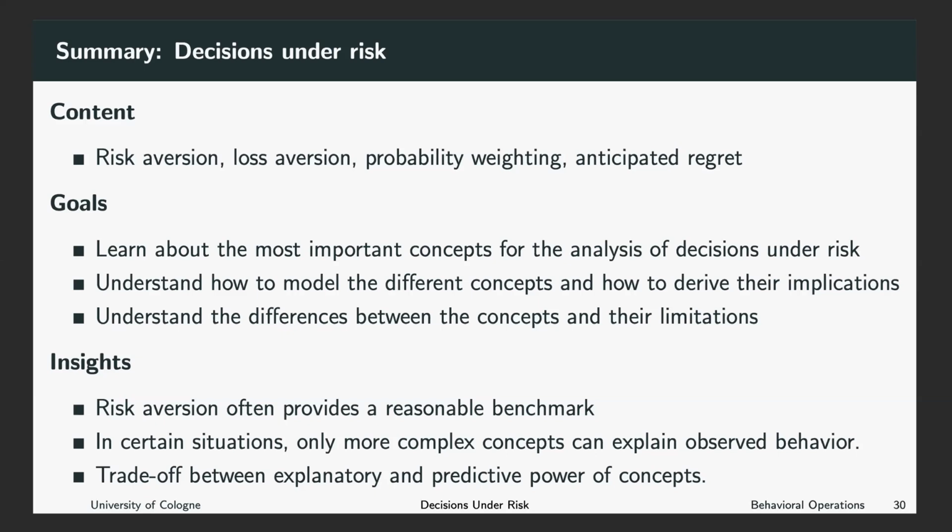Take, for example, the case of loss aversion, where it's crucial to specify the reference point correctly. Playing around with the reference point gives you many degrees of freedom, which can then make the theory too flexible. So there's a basic trade-off between explanatory and predictive power. However, we saw that all of these different theories have their strengths and, of course, their weaknesses.